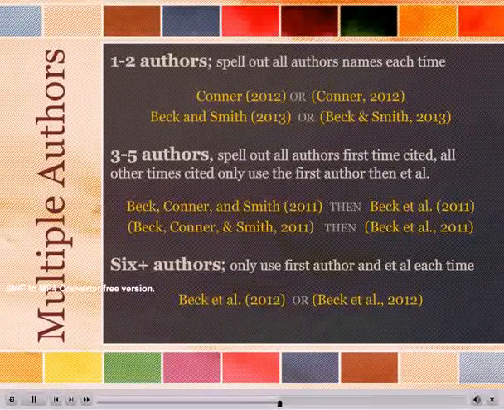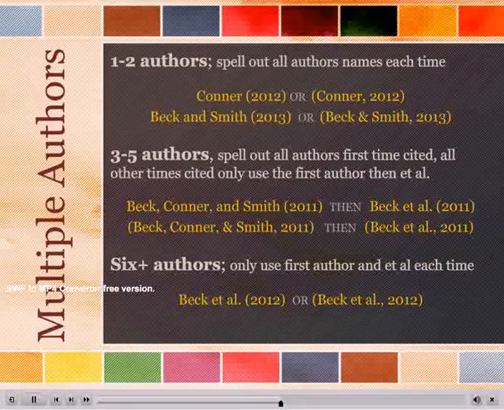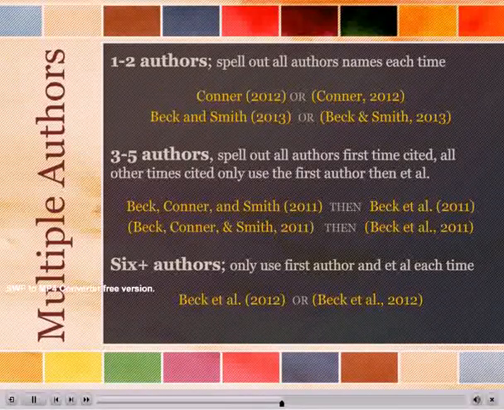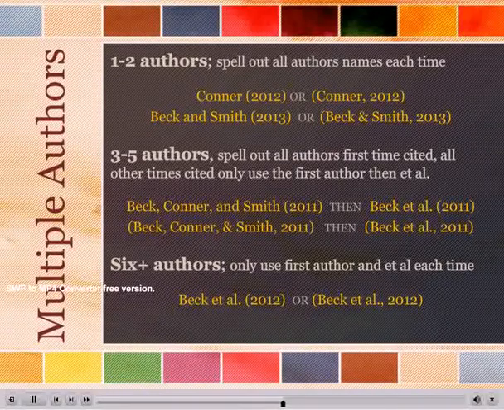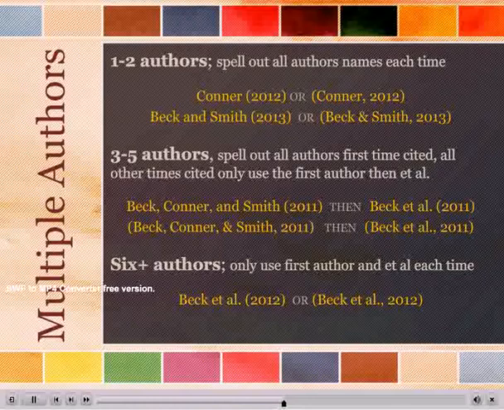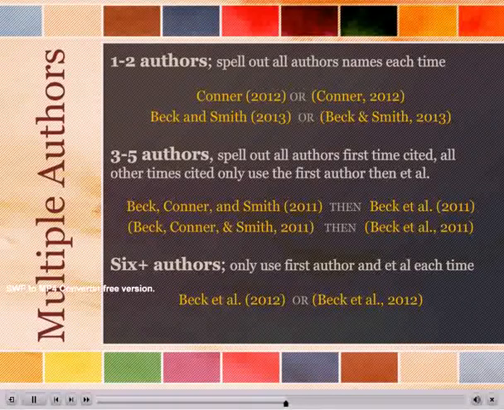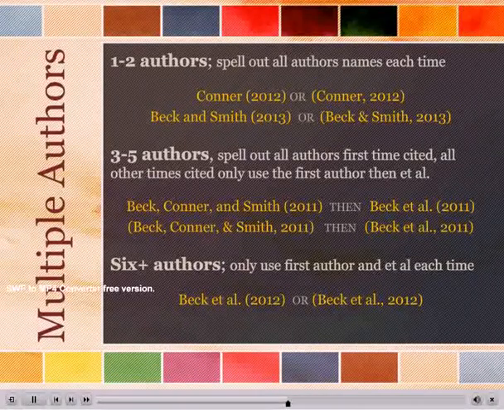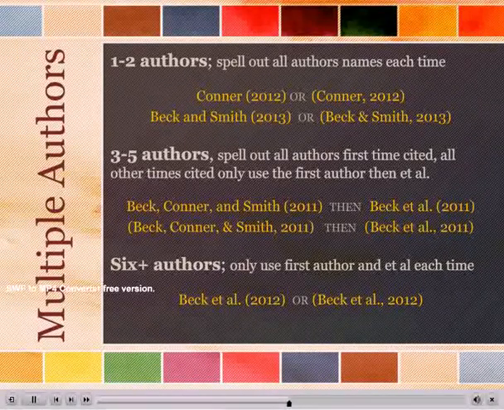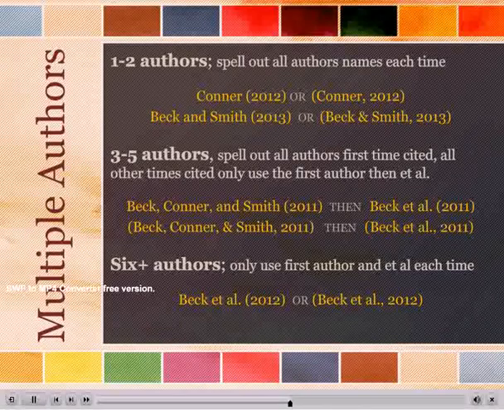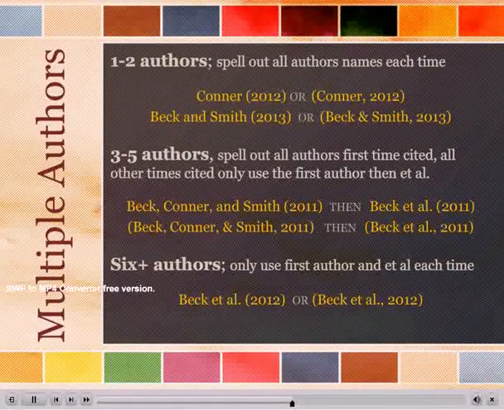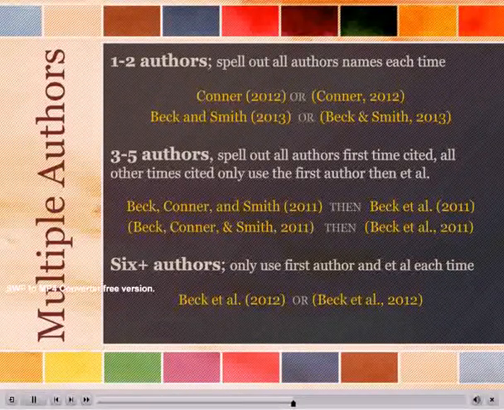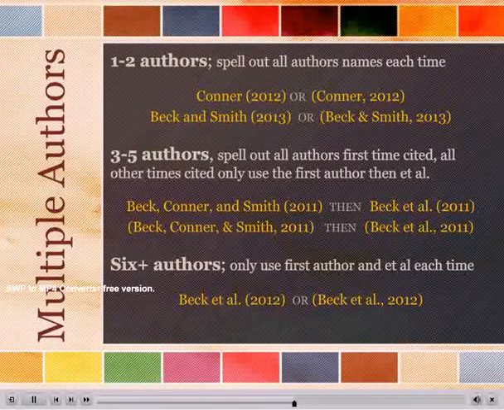If a single source has 3 to 5 authors, you will spell out all of the authors' names the first time you cite them. Then only provide the first author's name, followed by et al., each subsequent time you cite that same resource. For example, the first time we cite an article by Beck, Connor, and Smith, all 3 authors are listed. But the second, third, 4th time we cite this same article, only Beck's name appears, followed by et al. Also note that when multiple authors appear in the parenthetical format, the word and is indicated by the symbol ampersand. But in the non-parenthetical format, use the word and rather than the symbol.